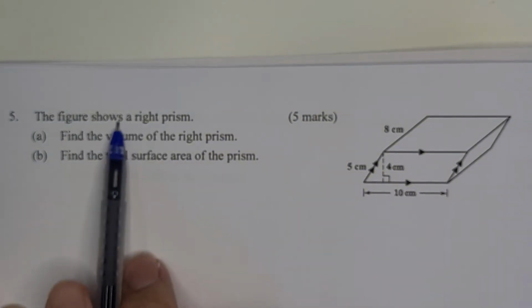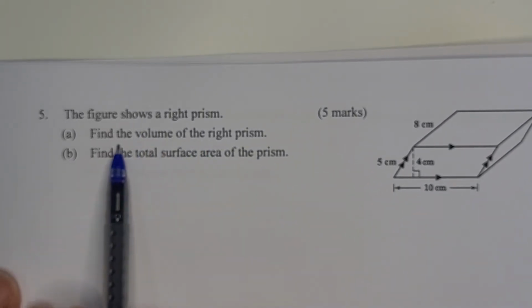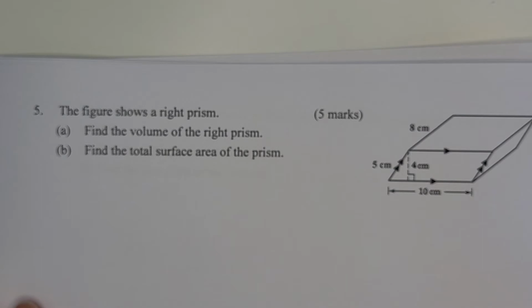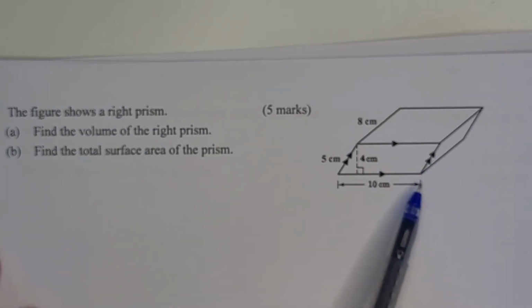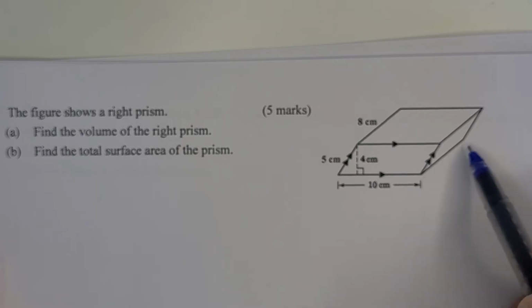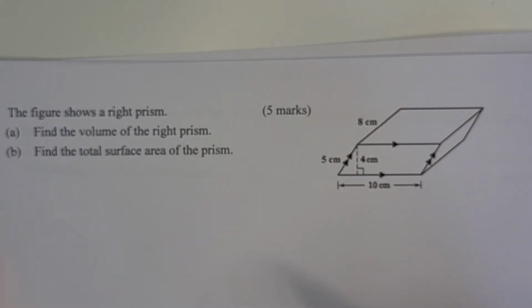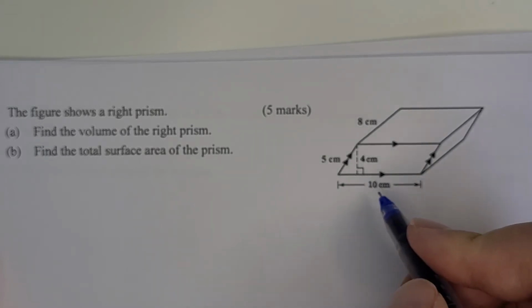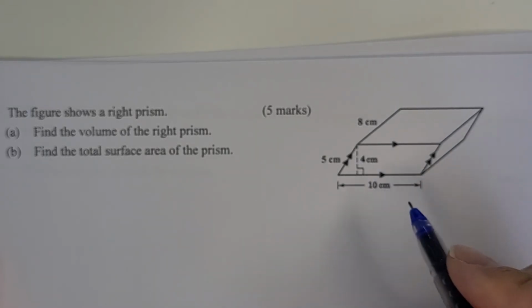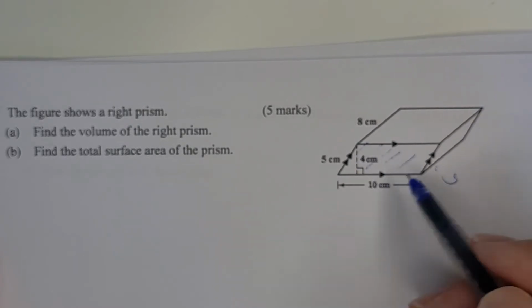The figure shows a right prism. Part A: find the volume of the right prism. The volume will be the base area multiplied by the height. But the key point is, what is the base area? The base area means the cross-section area. So it's not the bottom, it's this one.